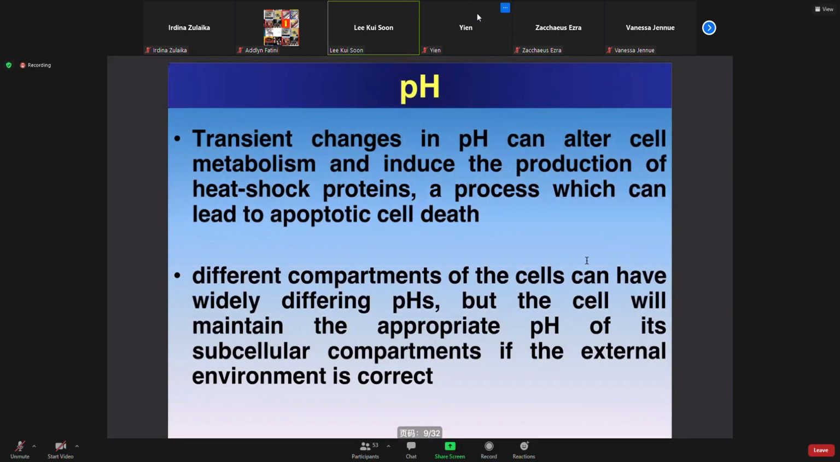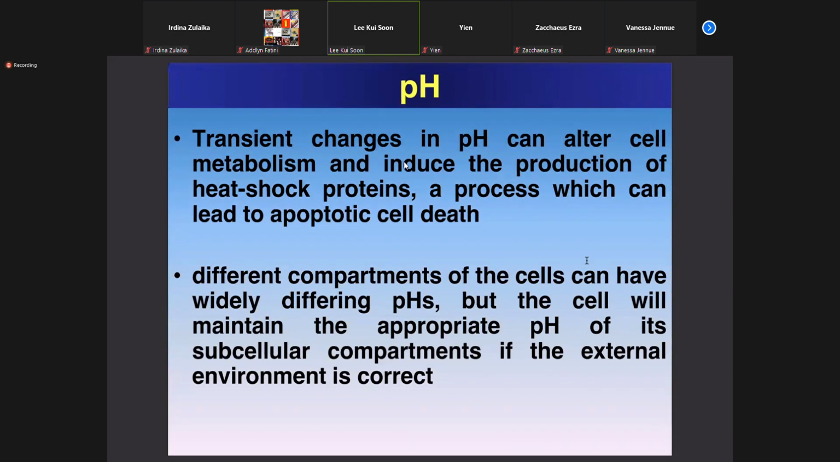Also, the transient changes in the pH can alter the cell metabolism and induce the production of the heat shock proteins, a process which can lead to the apoptosis of the cell. So pH juga akan menyebabkan perubahan pada metabolism of the cell. Okay, di mana dia akan menghasilkan heat shock protein, di mana heat shock protein ini boleh promote the apoptosis, ya, di mana sel bunuh diri.